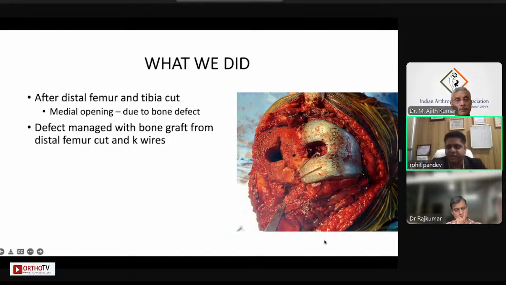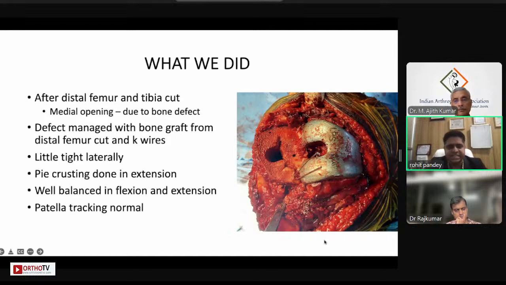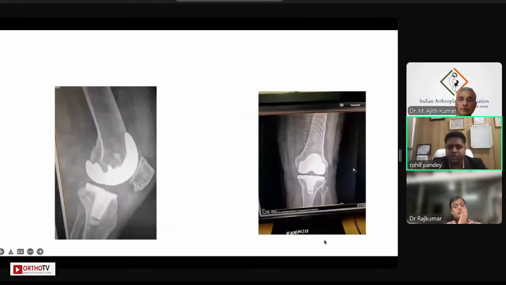So we grafted it from the distal femoral condyle bone graft, and I used a K-wire in this case to fix it. After that, it was a little bit tight in extension on the lateral side. So pie crusting was done for that, following which the balancing was good, both in flexion and extension, and the patella was tracking normally. This is the post-operative X-ray of the patient. We used minimum constraint in this case, only a PS implant with the minimum insert.